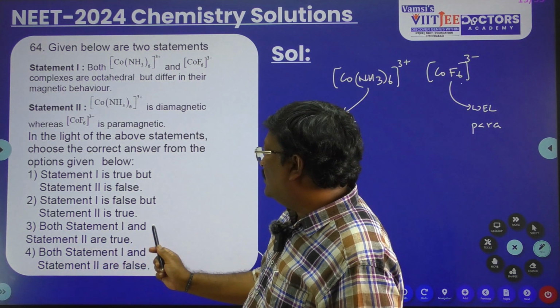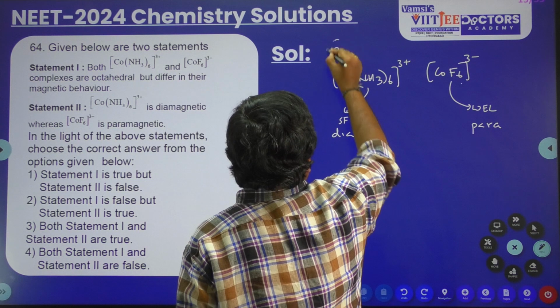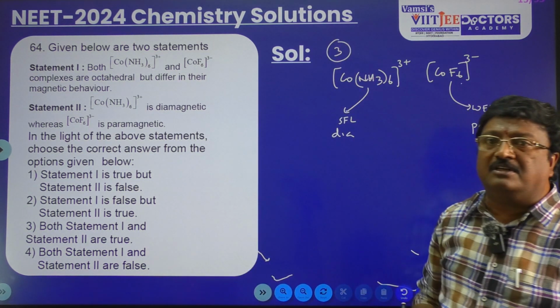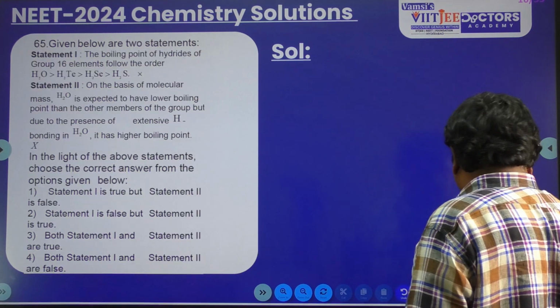Both statement 1 and statement 2 are true. So here, the third option is the answer. So both are correct. And next question.